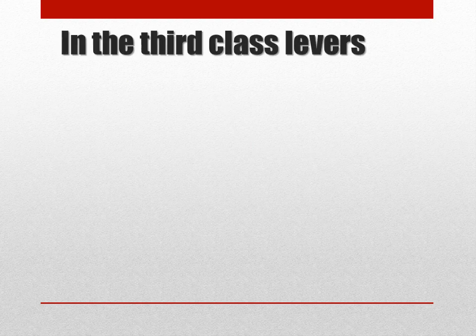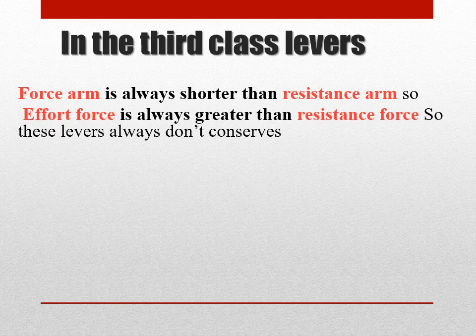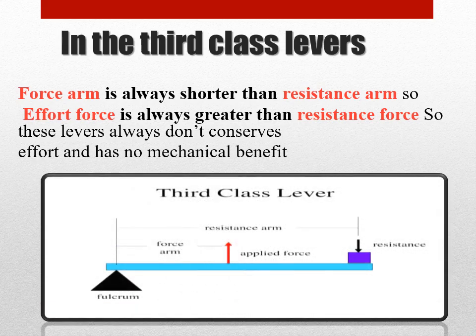In the third class levers, the force arm is always shorter than the resistance arm. So the effort force is always greater than the resistance force. So these levers always don't conserve effort and have no mechanical benefit.